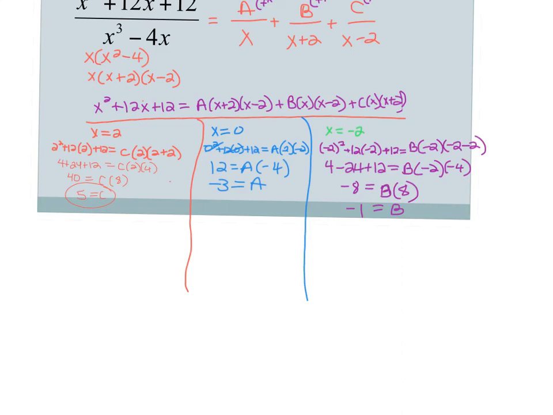All right, so I've got an A, which is -3, a B, which is -1, and a C, which is 5. Everybody still with me? Yes? Again, tedious, not impossible, right?